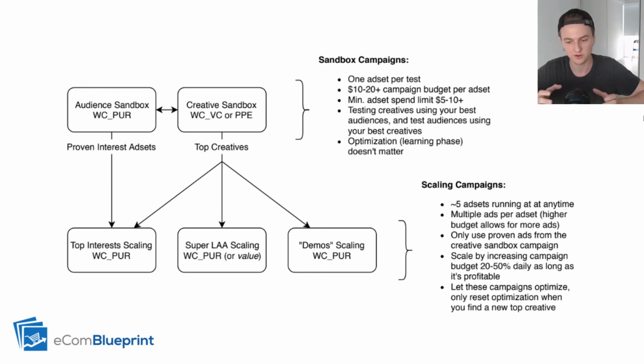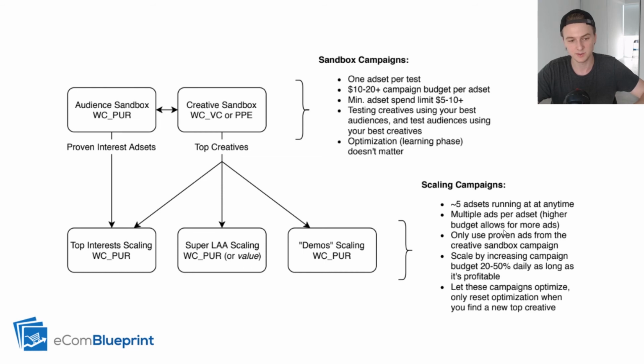And so here are just a few more notes about scaling campaigns. You want to have 5 ad sets running per campaign at any time. That's the sweet spot that I found, and I said 3 to 6 previously, but around 5 ad sets is usually what I do. Multiple ads per ad set, right? Higher budget allows for more ads. So if you're scaling aggressively, you can have like 6 to 12 ads per ad set, even more than that, and Facebook will pick the best ones.